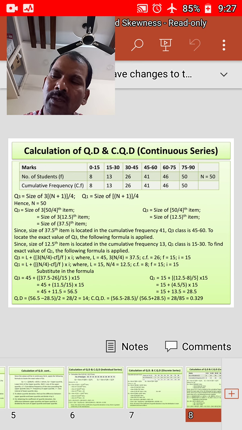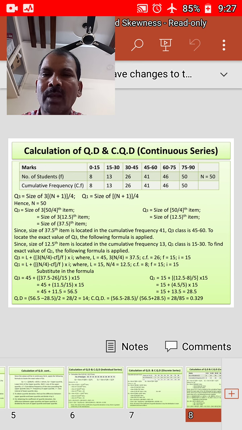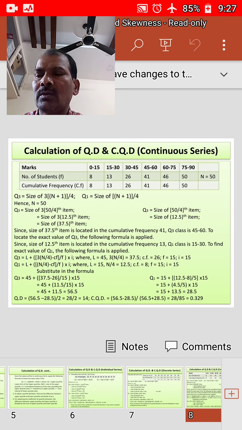Substituting these values, we get Q1 is equal to 15 plus (12.5 minus 8) by 5 into 15, where 12.5 minus 8 is equal to 4.5. Hence 15 plus 4.5 by 5 into 15. Five 3s are 15, that means 3 into 4.5 is equal to 13.5. So 15 plus 13.5 is equal to 28.5.